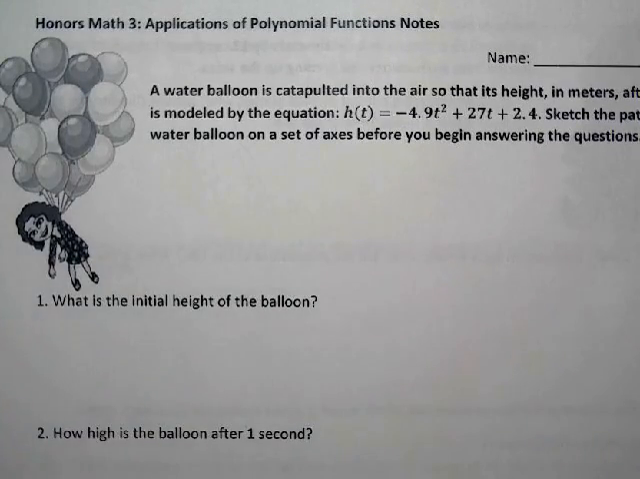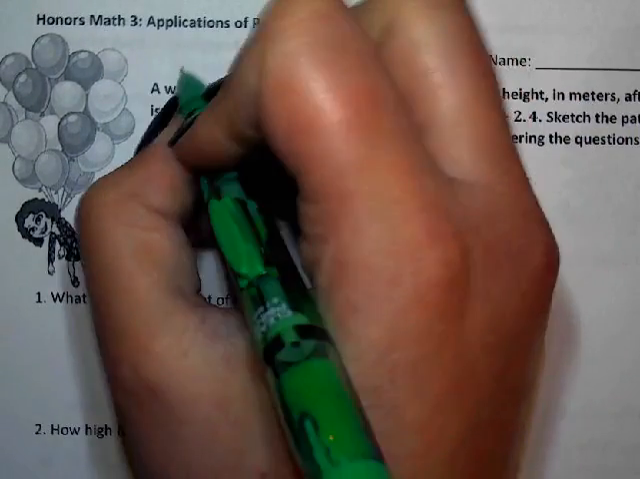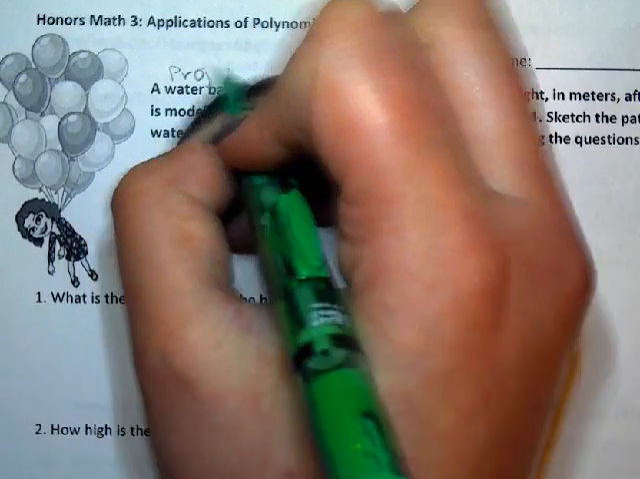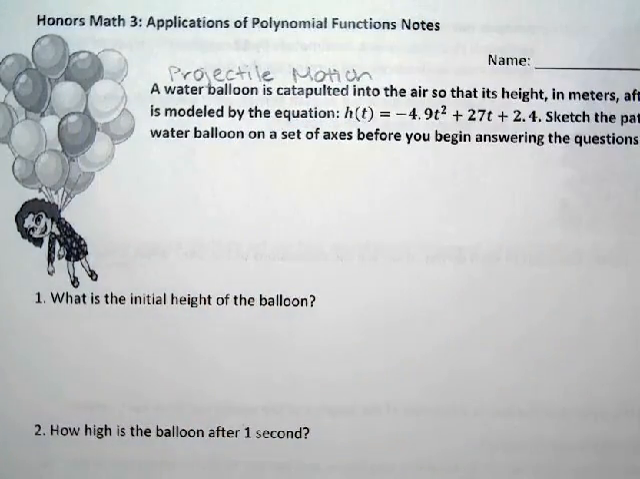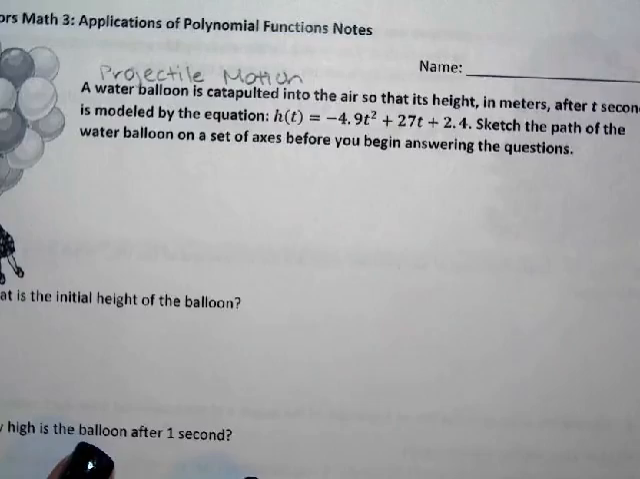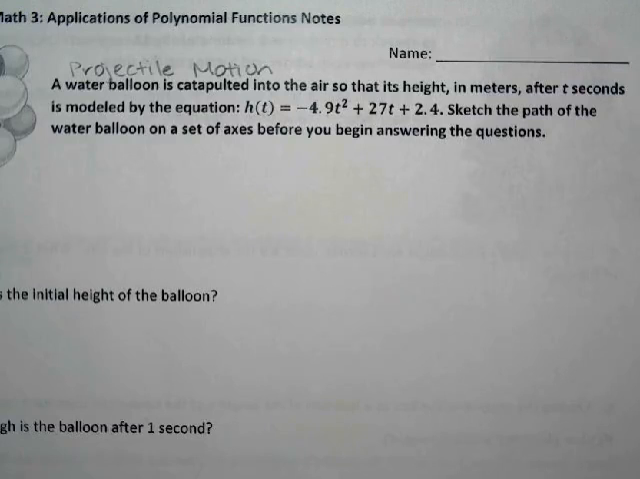So, we are doing application problems. We have two types of situations that typically happen with application problems. So the first one is called projectile motion. You can even write that above it. This is a projectile motion problem. Projectile motion. So it says a water balloon is catapulted into the air so that the height in meters after t seconds is modeled by that quadratic equation. Sketch the path of the water balloon on a set of axes before you begin answering the questions.